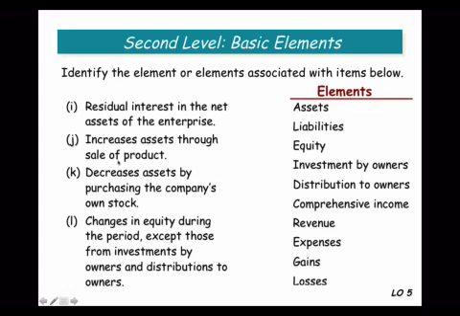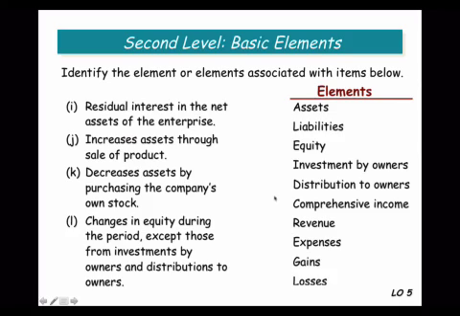That's our equity. J, increases in assets through the sale of product. Well, that's what we're in business to do. That's going to be our revenue. The price of goods sold or services rendered, revenue. K says decreases in assets by purchasing the company's own stock. So we're going out there buying our shares from our stockholders, thereby giving our stockholders money. It's a distribution to owners. Purchase of treasury stock is what we call that.